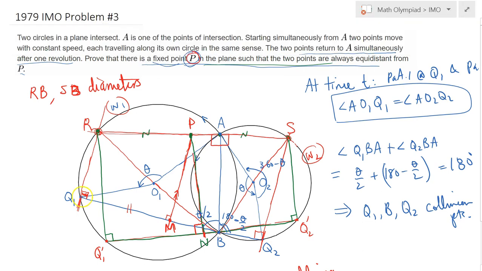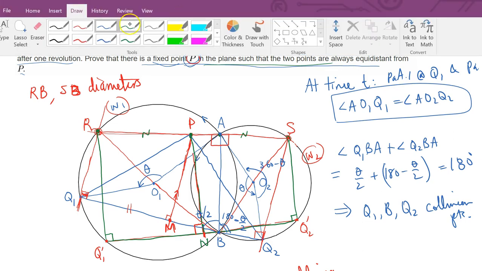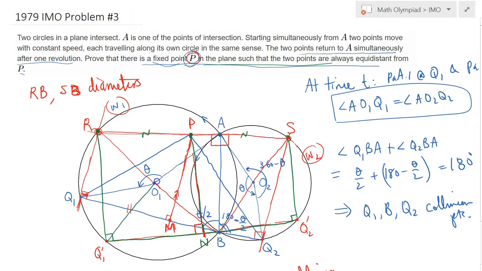So for instance, just to give you an idea on which color to use, I don't know, blue. Okay, blue. So the distance Q1P would be equal to Q2P, right? It's clear because MP is the perpendicular bisector of Q1Q2. Similarly, Q1 prime P has the same length as Q2 prime P as well. So that point P is the magical point, basically, that satisfies the conditions of the problem. So that solves this problem.